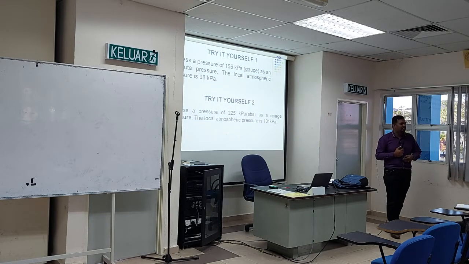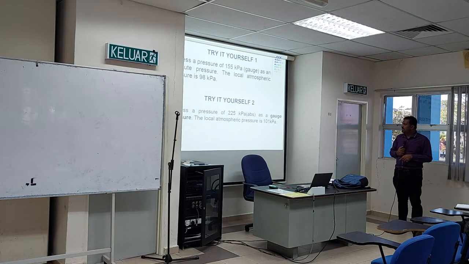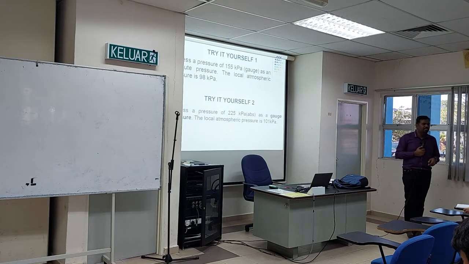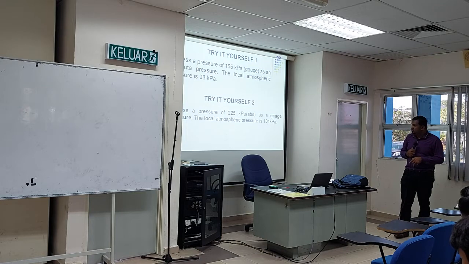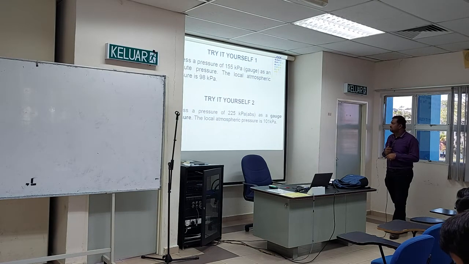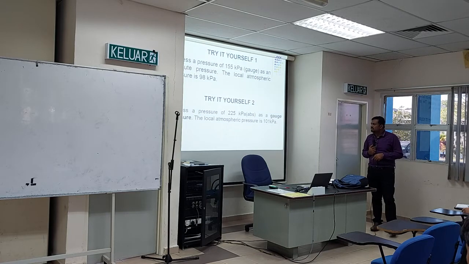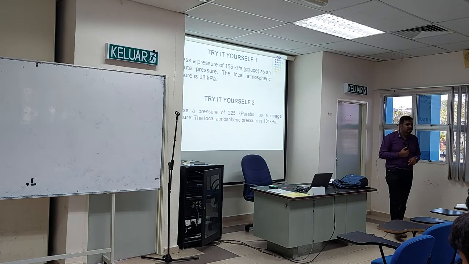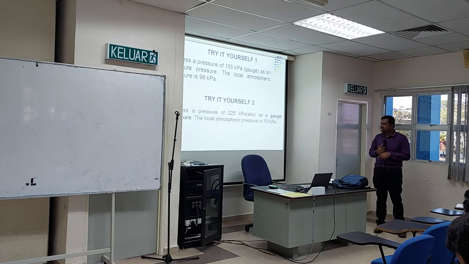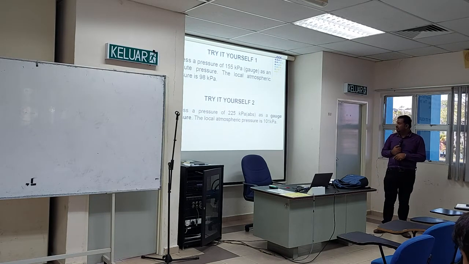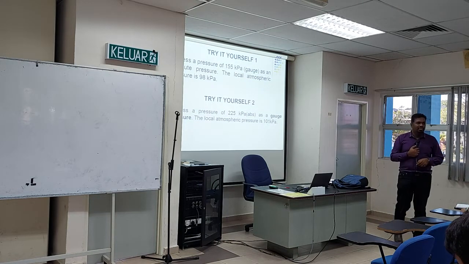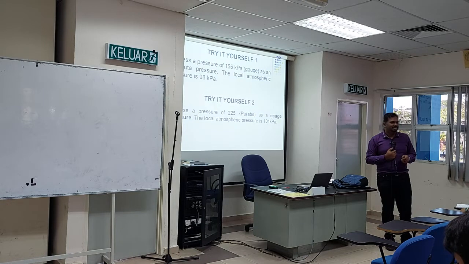Guna balik the same formula. So dia dah bagi absolute pressure dengan atmospheric pressure, dia suruh cari gauge pressure. So kena buat apa? So 225 kilopascal tolak 101 kilopascal. So dapat berapa? 124 kan? So kalau buat conversion minus, so 124 kilopascal. Okay, that is your gauge pressure. Okay, so far boleh follow? Matematik kan?